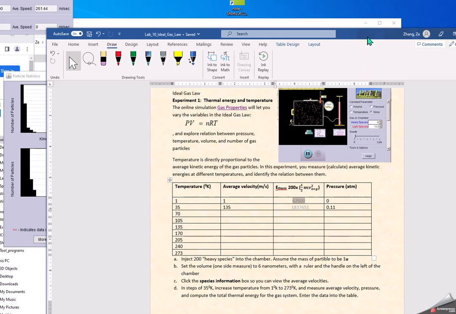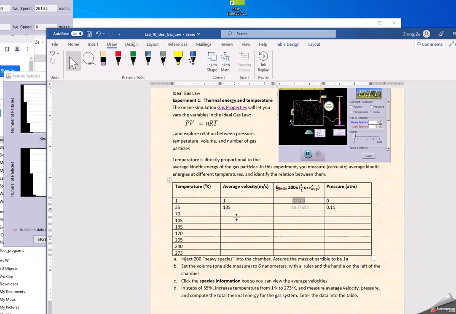And then you will calculate the average kinetic energy, because you have a total thermal energy, how much energy you have, and that's just 200 times each one of them squared, and then you enter here. In fact, you don't have to exactly do the calculation with the calculator all the time, but later when you do the plot, you use Excel, you put in the formula, and you enter this, and then at this temperature you will have this pressure.